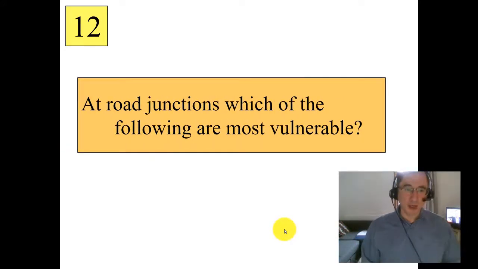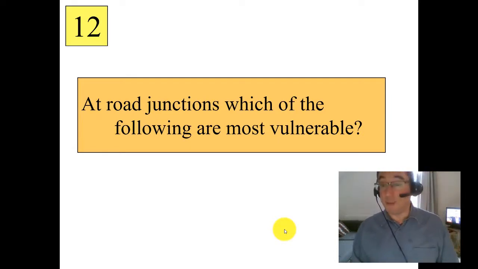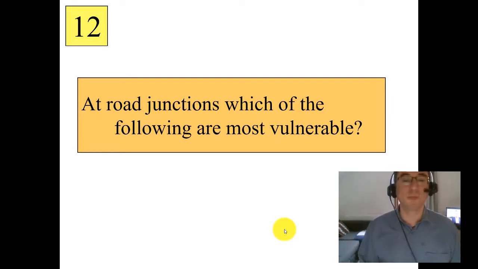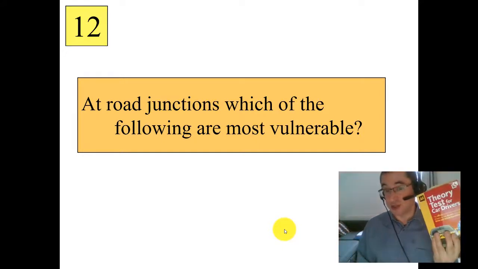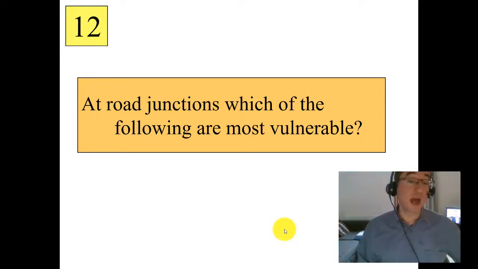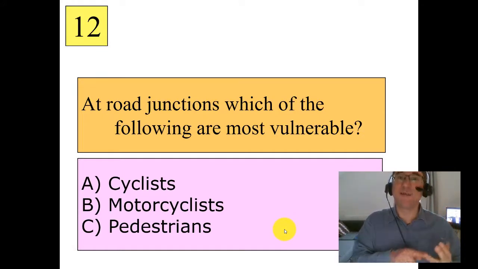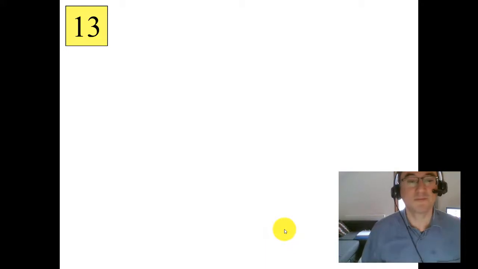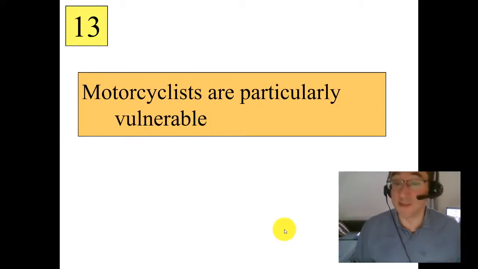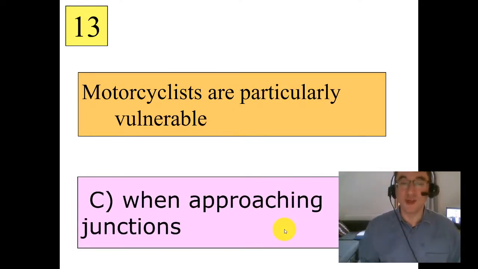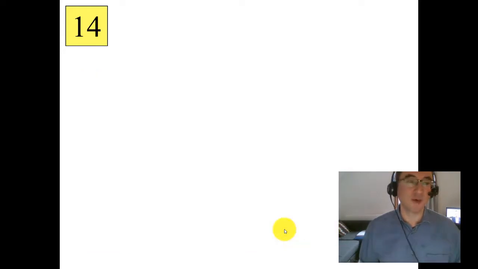Question 12. At road junction, which of the following are most vulnerable? Now, there was a list. So in the book, if you find this question, there's a list. Which is the most vulnerable? Remember? Smaller things. Cyclists, I mentioned it already. Motorcyclists and pedestrians. Question 13. Motorcyclists are particularly vulnerable. Why? Or where? When approaching junctions.